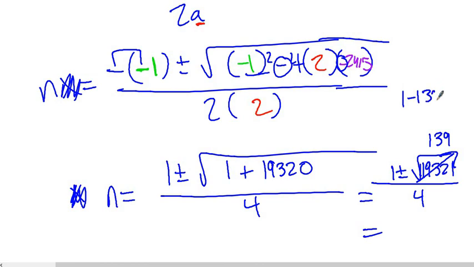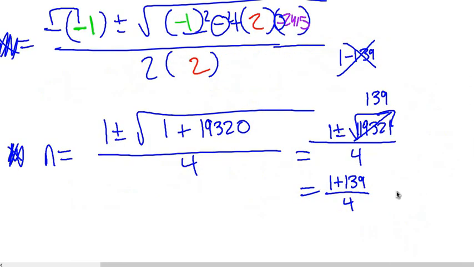1 minus 139, we don't want that because that's going to be a negative. So we're only going to plug in this. And again, why not a negative? Why is that a bad answer here? Because n stands for the number of terms. You can't have a negative number of terms. So 1 plus 139 is 140 over 4. And that equals 35. That's what n equals.